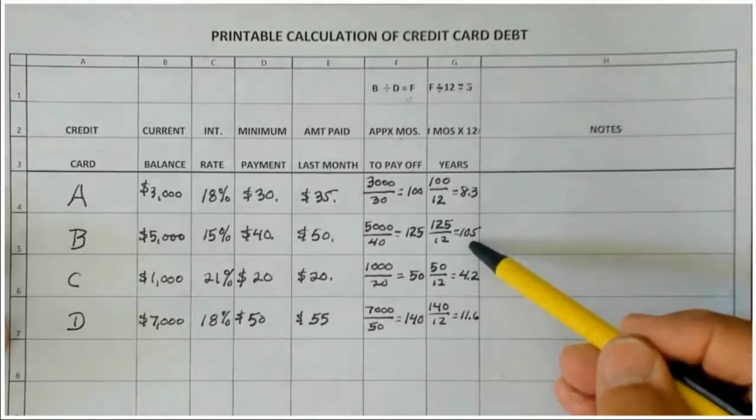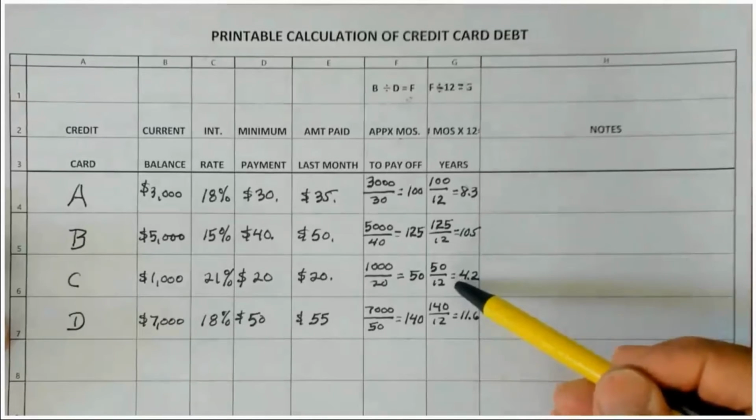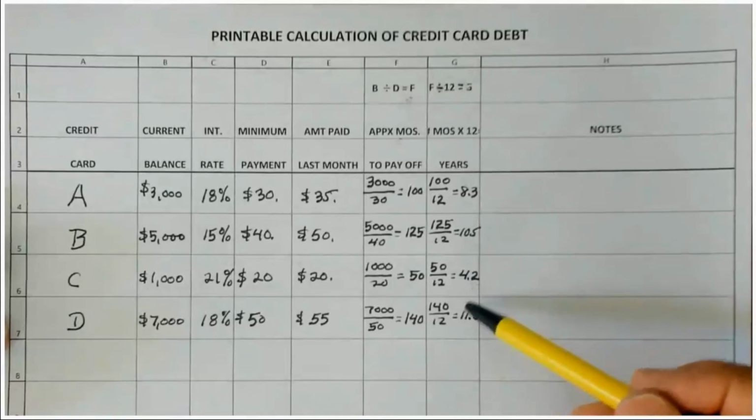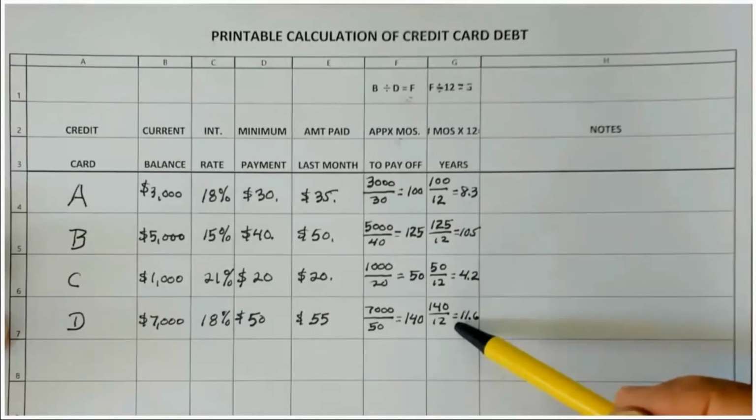The next card would be 125 divided by 12, or 10.5 years to get a zero balance. The third is 50 divided by 12, which would be 4.2 years. And the last one's 140 divided by 12, which would be 11.6 years.